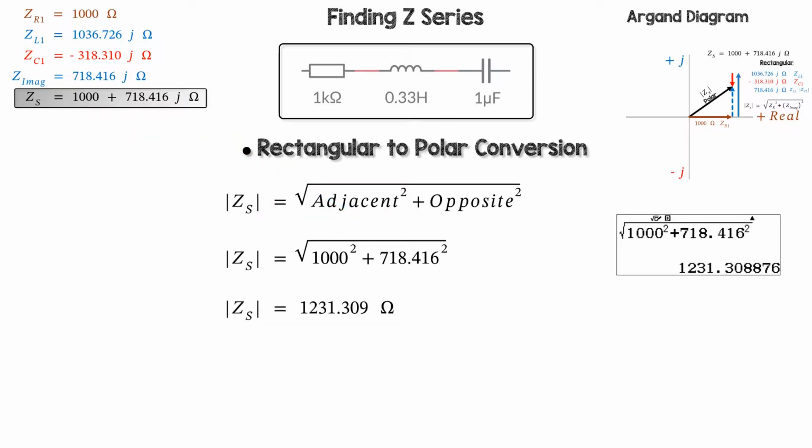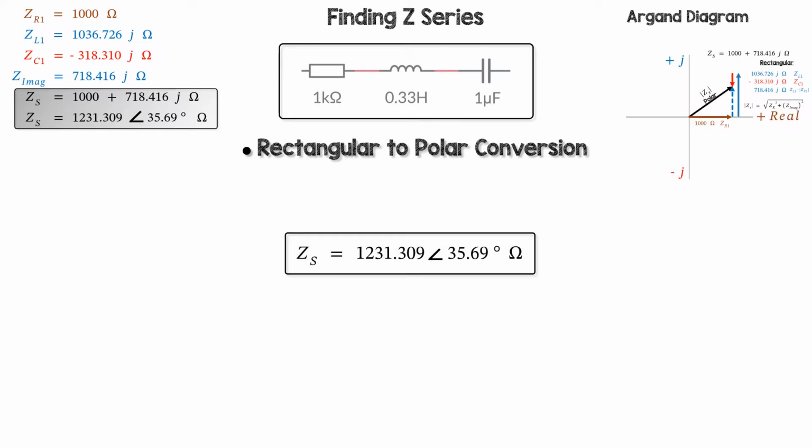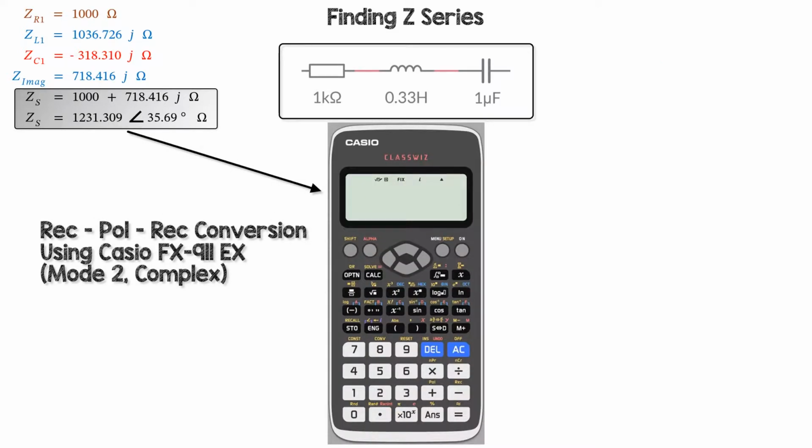The Z series modulus is around 1231 ohms. Now we can find the angle, or the argument. It's tan to the minus 1 of opposite over adjacent, so it's quite easy to do. So our Z series is roughly 1231 ohms at an angle of just over 35 degrees. That's a series impedance done. And this just shows you how to convert between polar and rectangular on a Casio calculator.